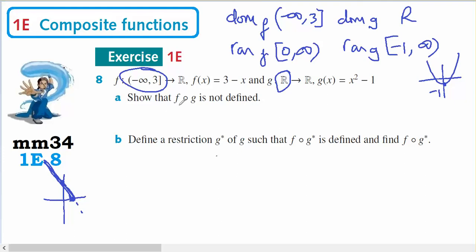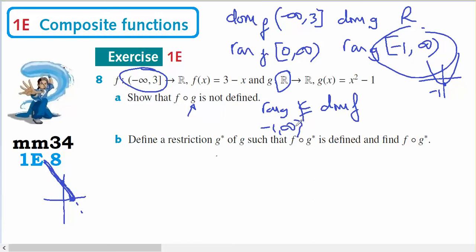Now I've got to show that f∘g doesn't exist or it's not defined, and that would be because the range of the inside, the range of G, does not fit inside the domain of F. Now the range of G is this, -1 to infinity, and the domain of F is -infinity to 3. And that doesn't fit. So there's my answer. That's why it's not defined.